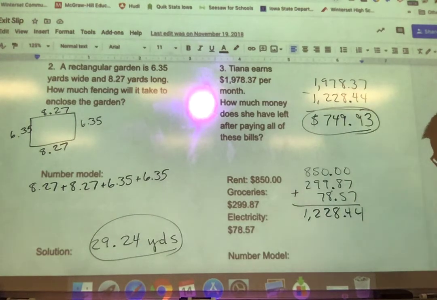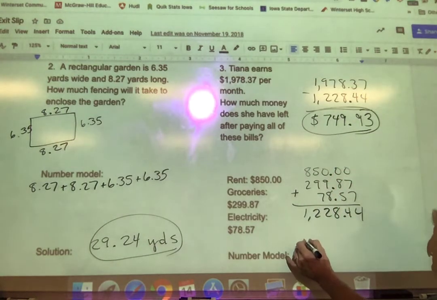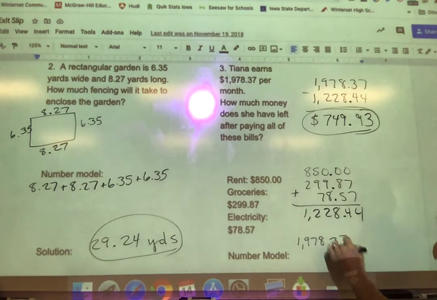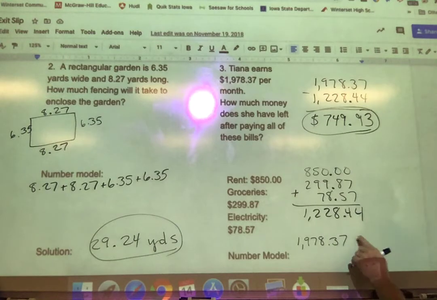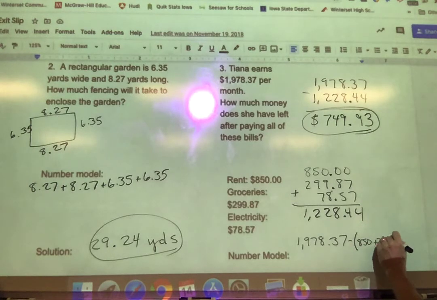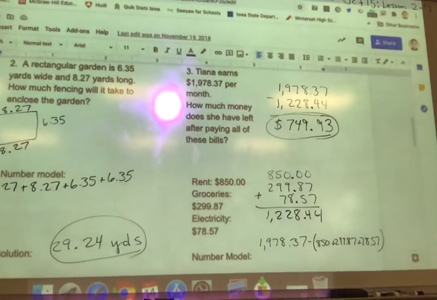I'm going to finish with the number model, though, is how you could see this look. To start out, it could be this. Okay, we can use some parentheses. We can say we're going to take the $1,978.37, which is how much money she makes per month, and we're going to subtract, and we're going to put it in parentheses, and we're going to subtract $850 plus $299.87 plus $78.57.